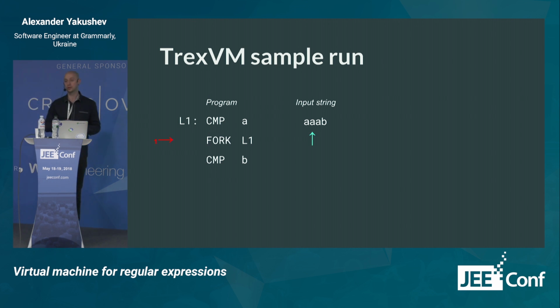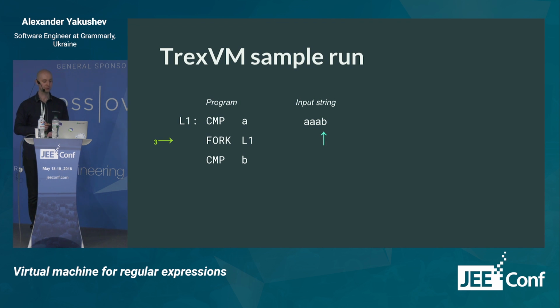Now we have fork L1, which means 1 thread will go to the next instruction and the other one will jump back to L1. Okay, let's do that. We have 2 threads now. They both point at compare, which means we can execute this compare instruction, but the current character is A, so only the second thread will survive, and the first one will die. We do that. We have fork again, so we fork again. A in the input string, so thread number 3 survives and thread number 2 dies.